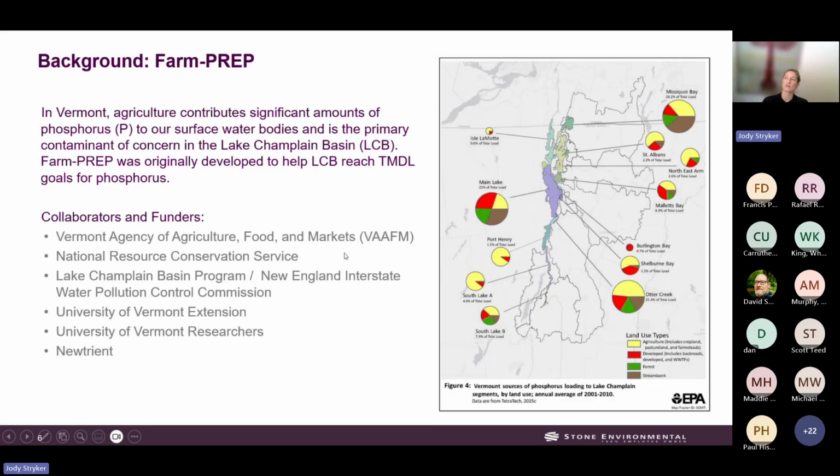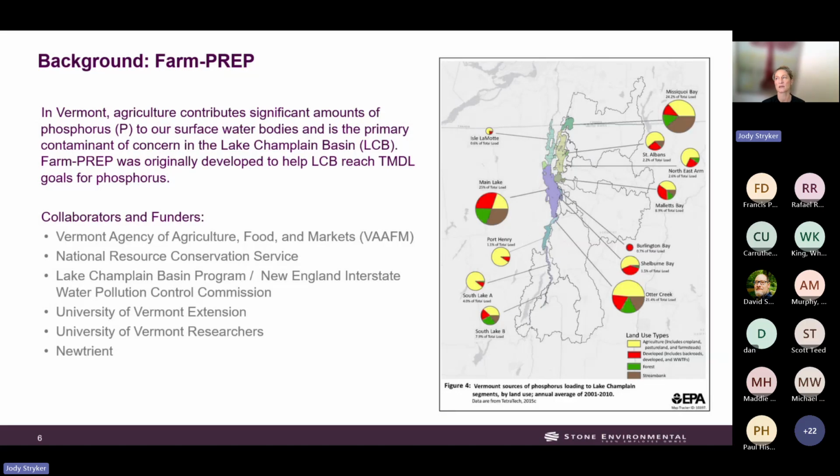So in Vermont, agriculture contributes significant amounts of phosphorus to our surface water bodies, and it's the primary contaminant of concern in the Lake Champlain Basin. Farm Prep was originally developed to help the Lake Champlain Basin reach total maximum daily loads established by EPA in 2016. We've had a number of collaborators over the years, most notably the Vermont Agency of Agriculture, Food and Markets, who have been really active partners in developing this tool to meet specific needs of one of their programs, which I'll talk a little bit more about shortly.